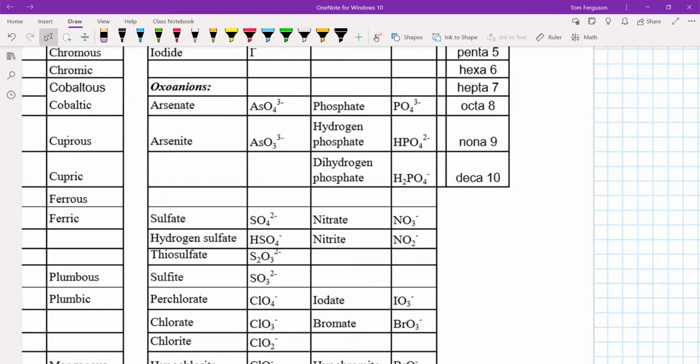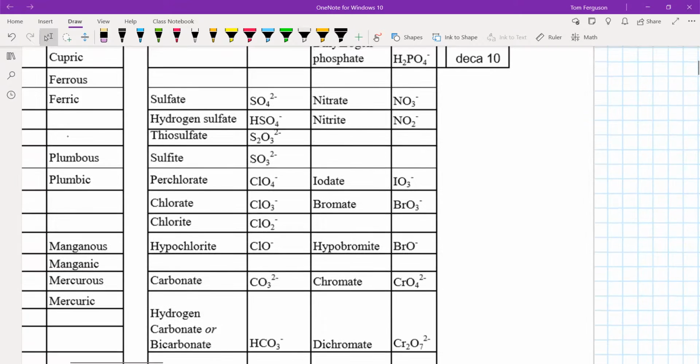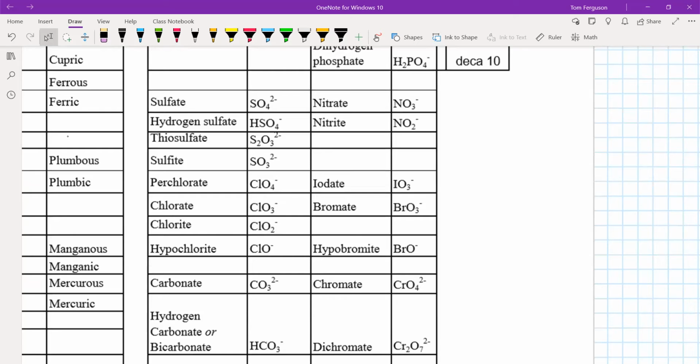So again, I want to reiterate. Look at all these chlorines. Now the one up above, the monoatomic chlorine, is this. Throw in one oxygen, it's called hypochlorite.